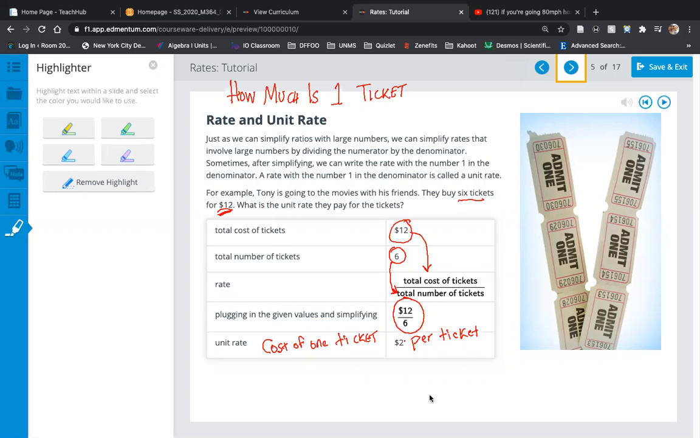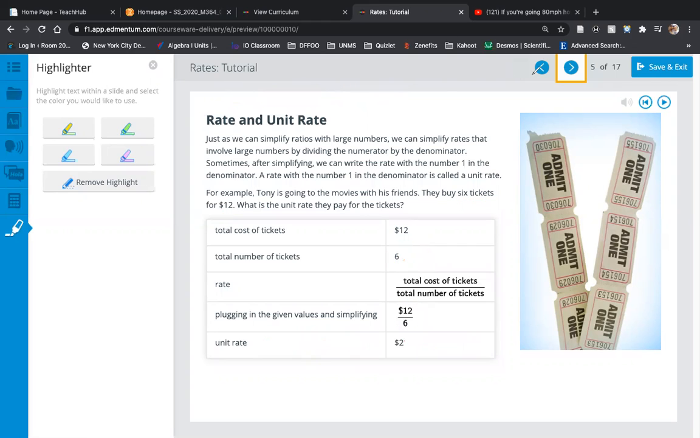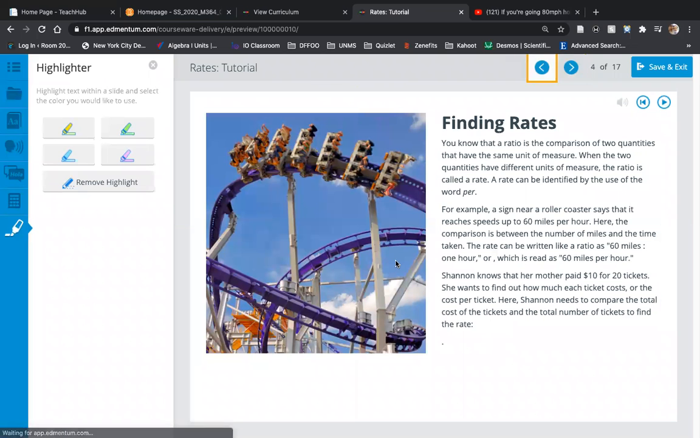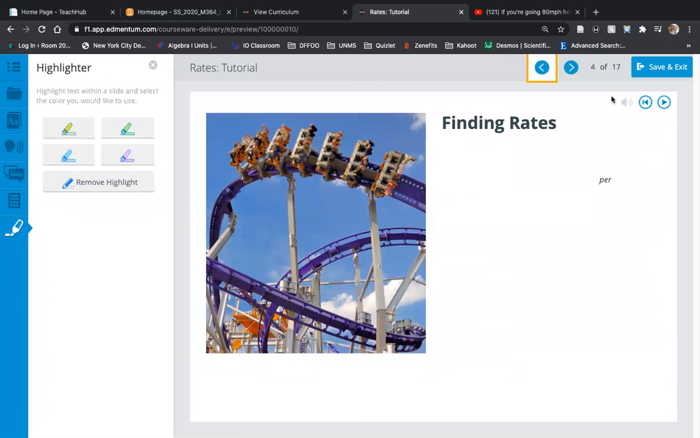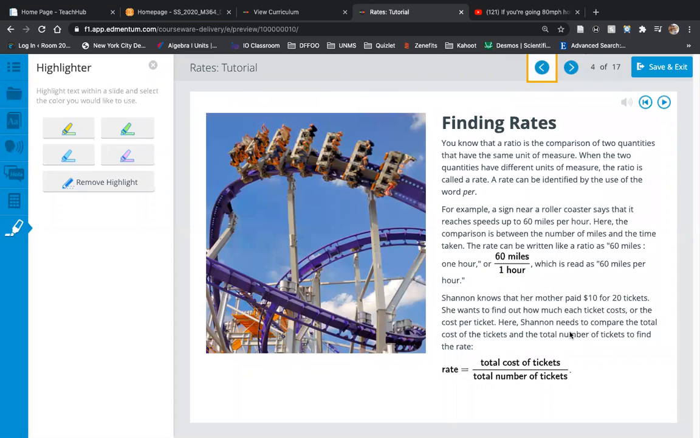Now, let's go back and see if we can do the same thing for that previous question that we just saw, right? So for this example, we were talking about she paid $10 for 20 tickets. So if we paid $10 for 20 tickets, what do we do to figure out how much just one of those tickets is going to cost?